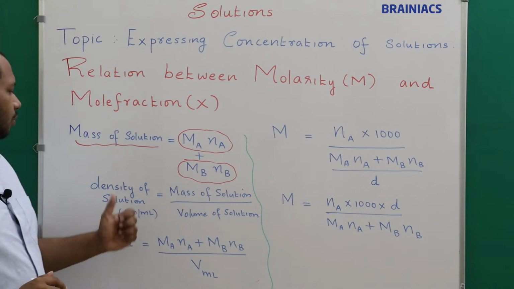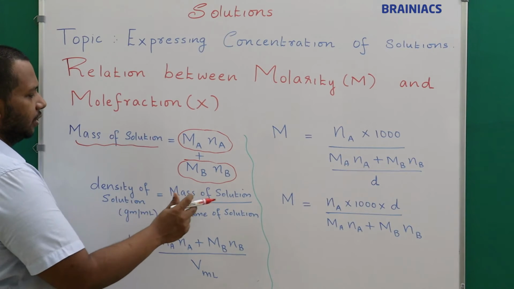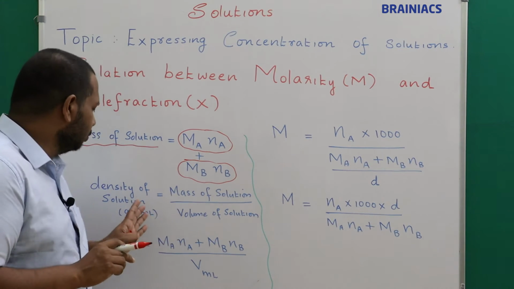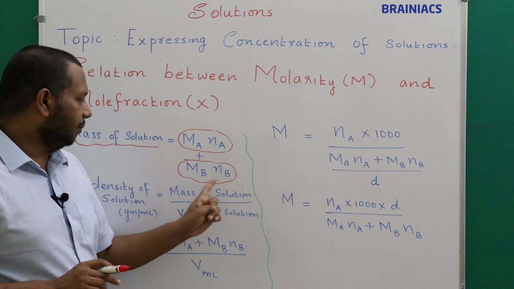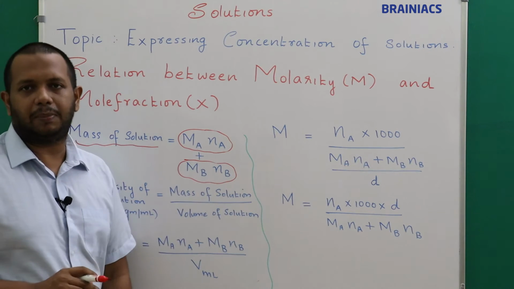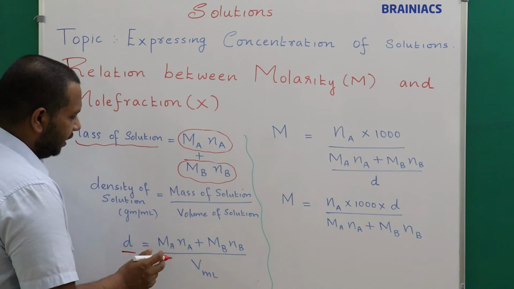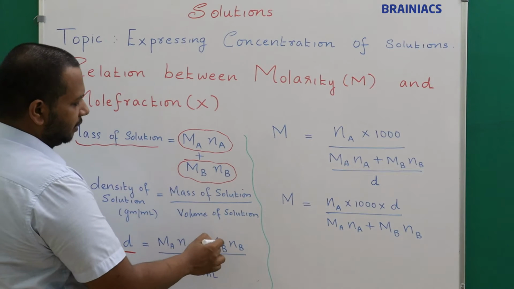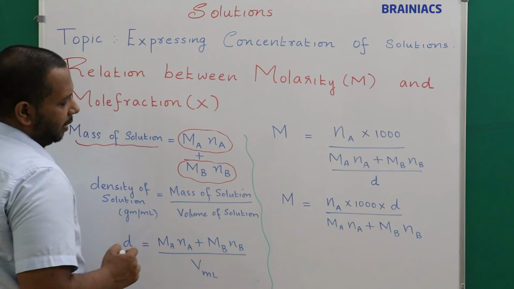Now we know our fundamental relationship: density is mass by volume. So density of the solution in gram per ml can be written as mass of the solution, that is in gram, divided by volume of the solution in ml. So I can represent density by D, and we know the mass of the solution, which we just found out, MANA plus MBNB, divided by volume of the solution, that is VML.